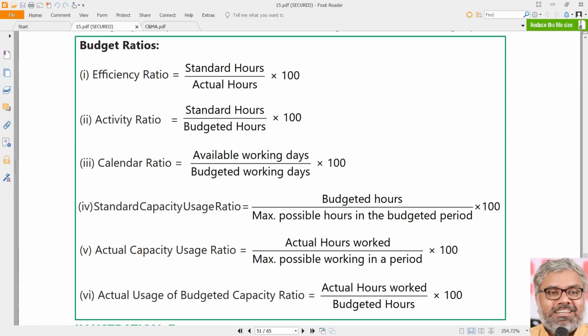Then actual usage of budgeted capacity ratio is another one. Out of the budgeted hours, how many hours are actually worked? So that's what the actual usage of budgeted capacity ratio is. The name itself indicates it. So actual hours worked divided by budgeted hours, multiplied by 100 in all cases because these are all expressed as percentages. These are the 6 ratios. We can call them budget ratios, or performance ratios also, which depict the performance of the organization for a period.